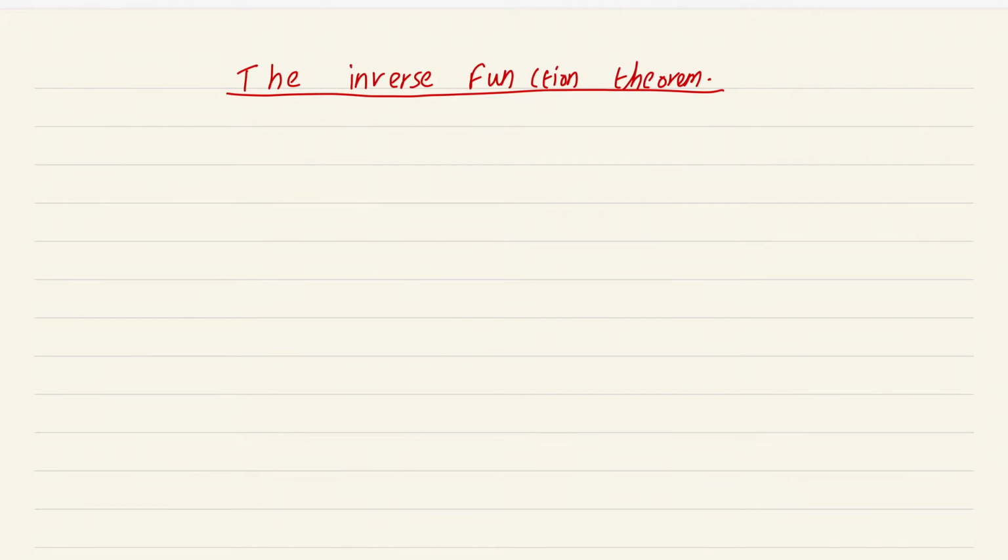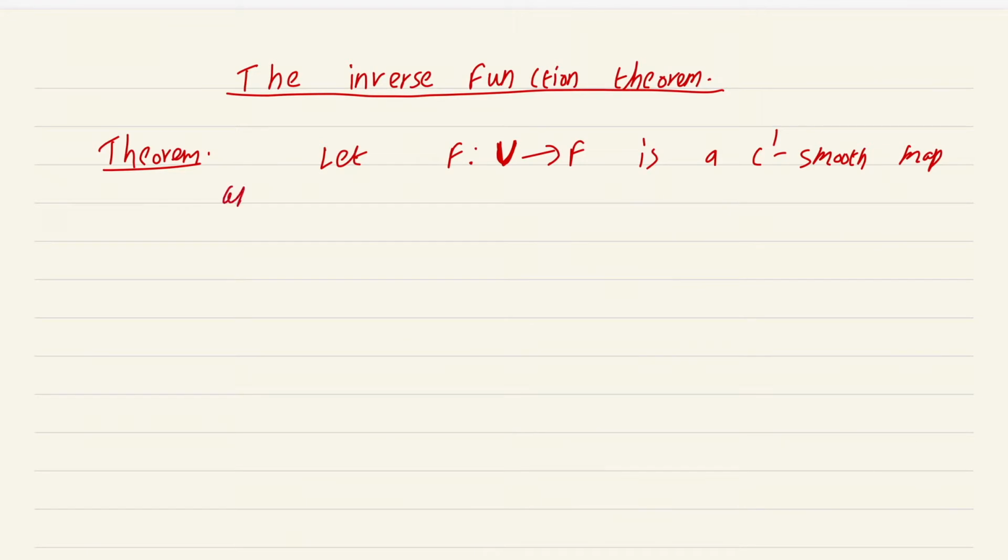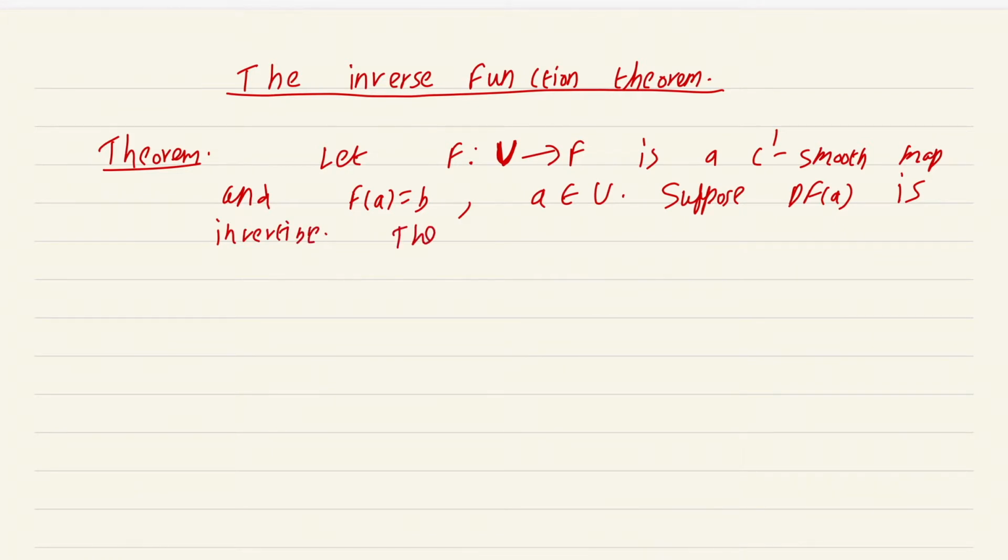Let's state the theorem. Even the statement of the theorem is a bit involved. So, the setup is f from U to F is a C1 smooth map, and f of a equals b, where a is a point in U. Now, the central hypothesis is, suppose DFA, which is a linear mapping from E to F, is invertible, then we get a number of consequences.